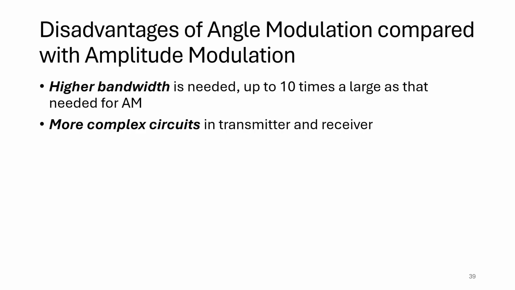So there are disadvantages, such as higher bandwidth. So we have seen how high the bandwidth for FM is based on our discussion a while ago using the Bessel function. Okay, so it needs up to 10 times as much bandwidth as is needed for AM. Okay, so for AM we only have a bandwidth of 10 kilohertz, while for FM it has a maximum value of 200 kilohertz. Okay, and also more complex circuits in the transmitter and receiver.